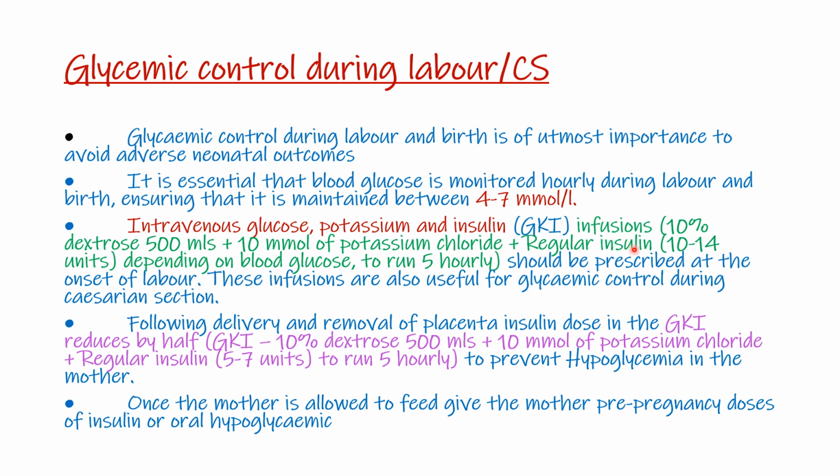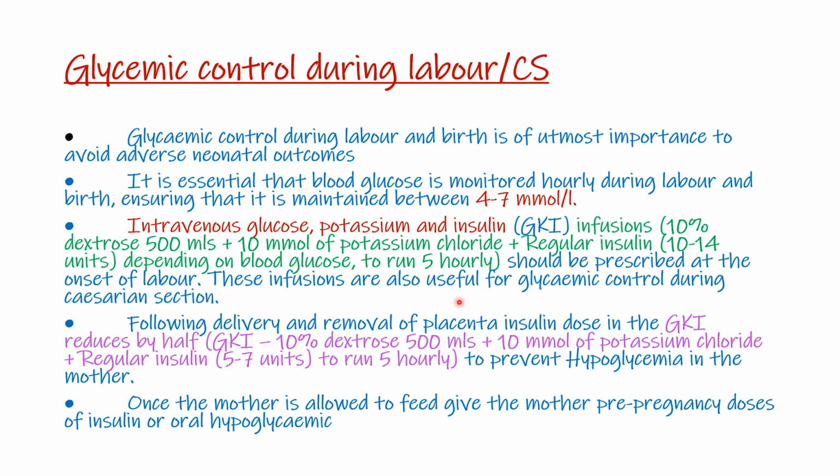This is an infusion which you give, which comprises 10% dextrose in 500 ml, 10 ml of potassium chloride, and regular insulin, that is 10 to 14 units, depending on the blood glucose, to run 5 hourly. So this insulin you are going to give, obviously, depending on the blood glucose, to run 5 hourly, and it should be prescribed at least at the onset of labor.